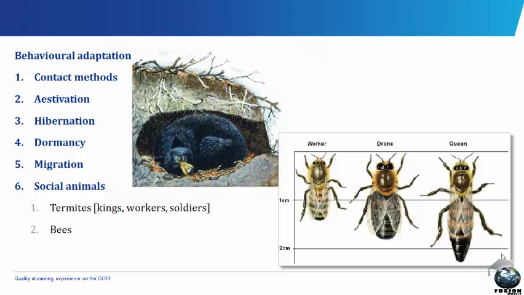Castes in social insects. For termites we have A. King and queens, B. Workers, C. Soldiers. The king and queens are referred to as reproductives. The workers perform functions such as building mounds, foraging for food, tending fungal gardens, etc. The soldiers defend the territorial integrity against intruders into the colony.